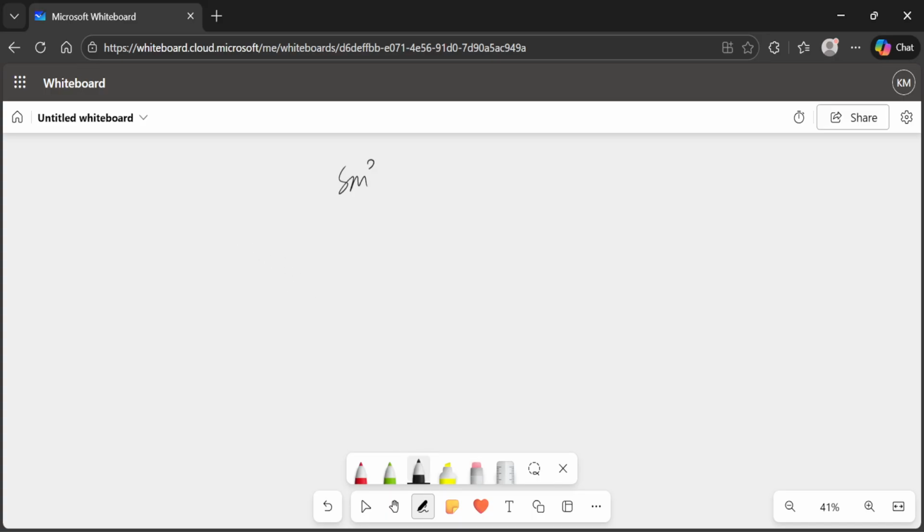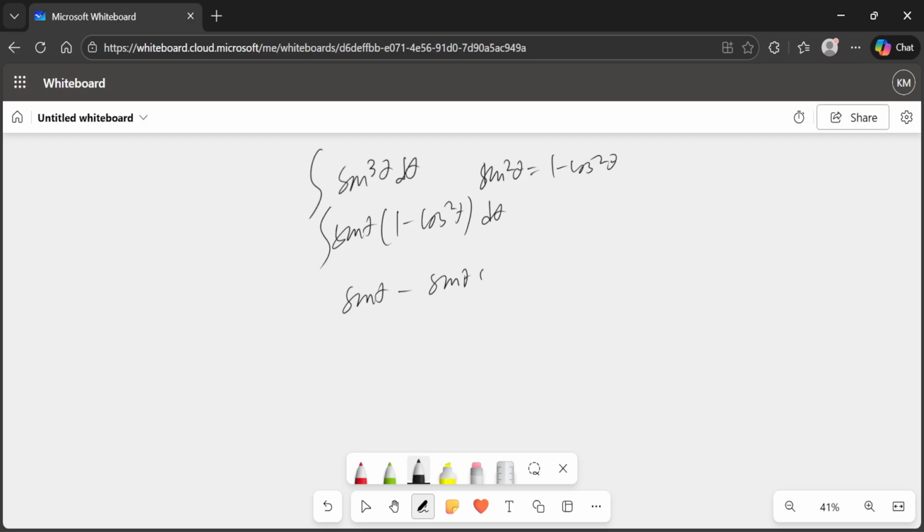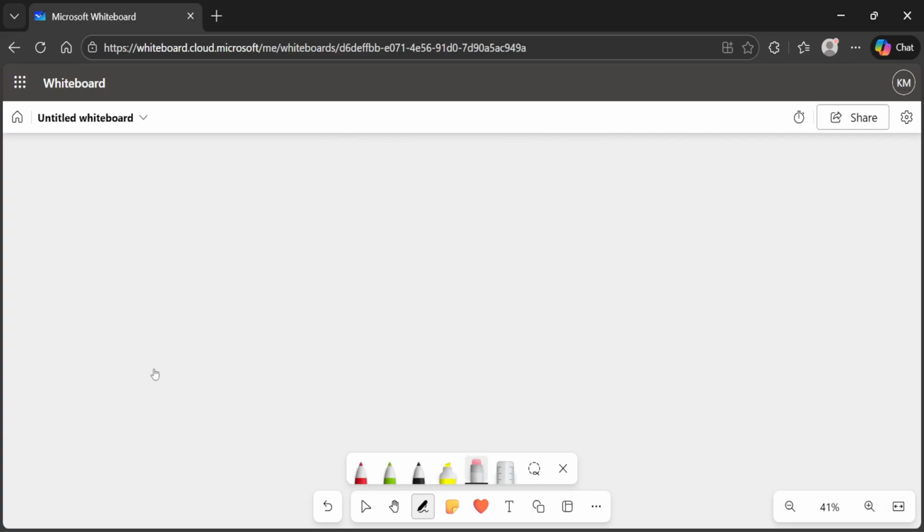Okay, sine cubed theta. So we know that sine squared theta equals 1 minus cosine squared theta. So the integral of sine theta times 1 minus cosine squared theta d theta. Okay, so you get sine theta minus, this is pretty simple from here. Do I need to go any further? Yeah, those are fine. I got that. Okay, cool. So now let's do sine to the fourth theta.